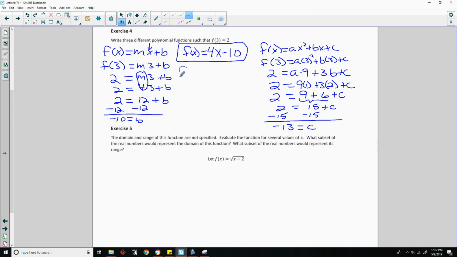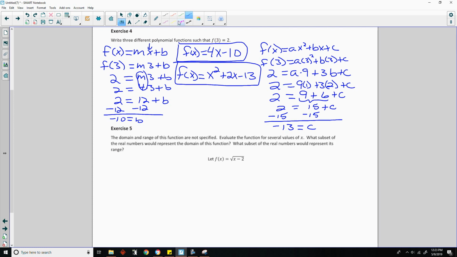So my function is f of x equals, remember I let a equal 1, so I don't have to write 1x squared. I can just write x squared. And I let my b equal 2, so that's plus 2x minus 13. So there is an equation that if I substitute in 3, I will get 2. 3 squared is 9, plus 3 times 2 is 6. 9 plus 6 is 15. 15 minus 13 equals 2. Okay, so you get the idea.